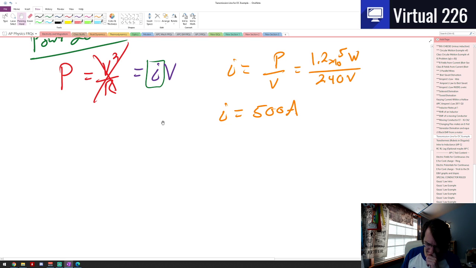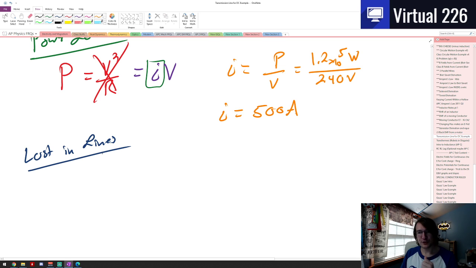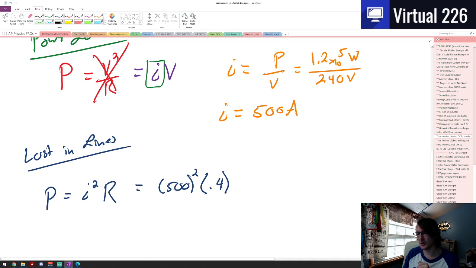Now, if we wanted to look at the amount of power lost, we could do this. The power that is lost in the lines is the power that's lost by the resistor. So we could say the power lost in the resistor is equal to the current squared running through that resistor, multiplied by the resistor itself. So this is going to be 500 amps squared, and then a very, very small resistance. It hardly even matters, 0.4 ohms.